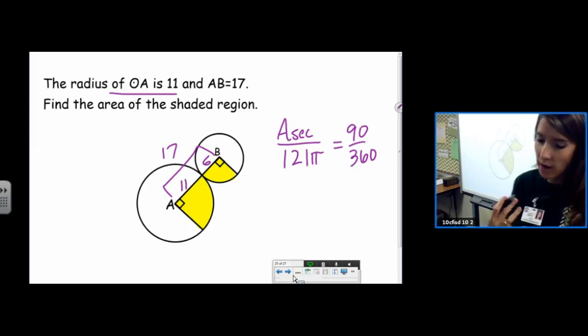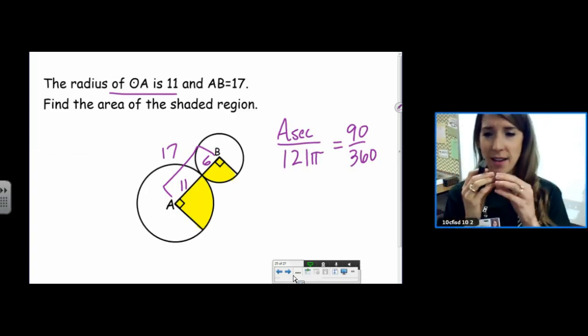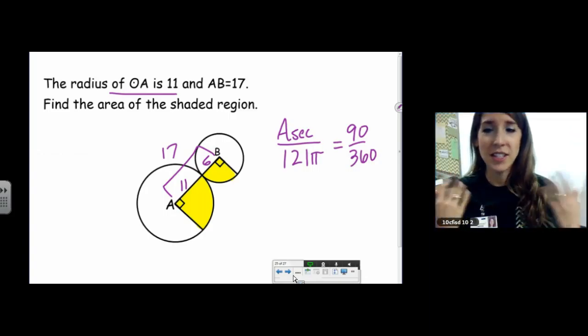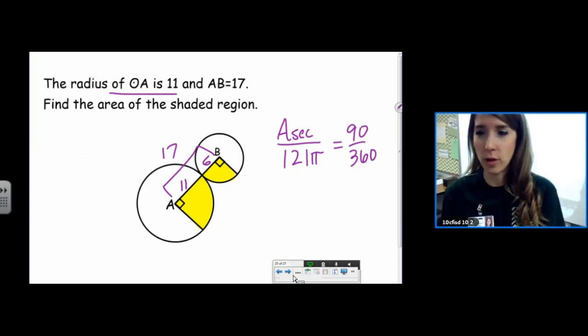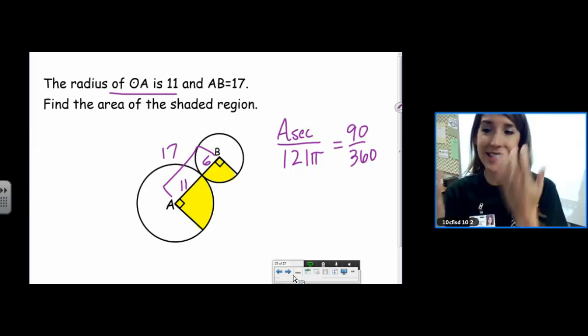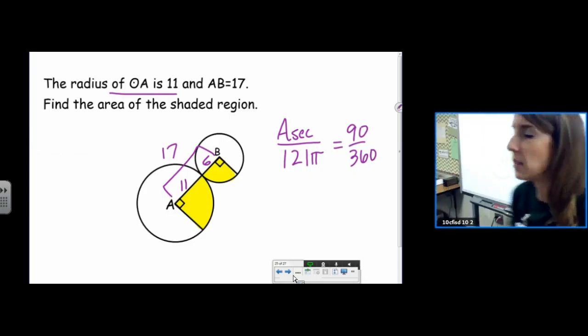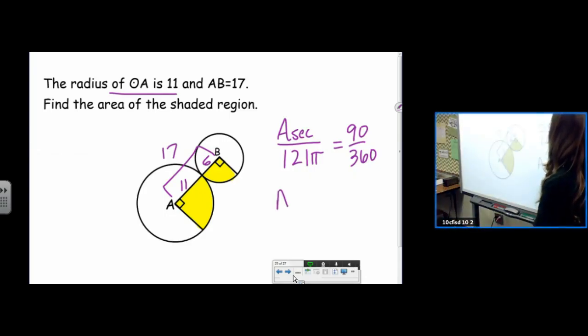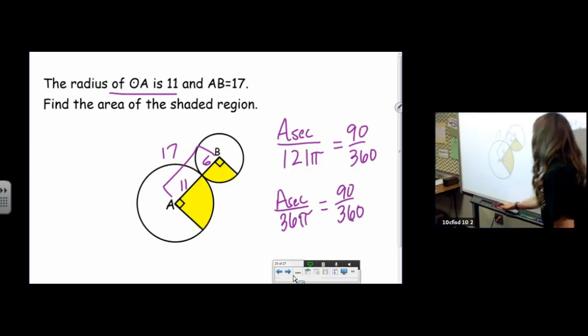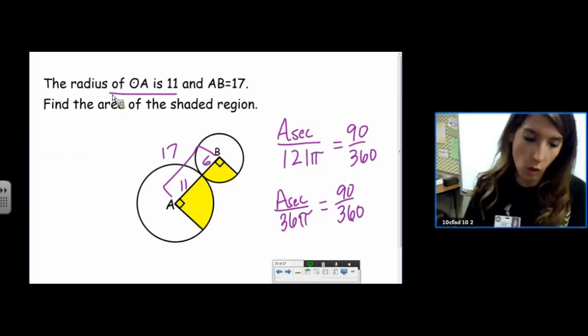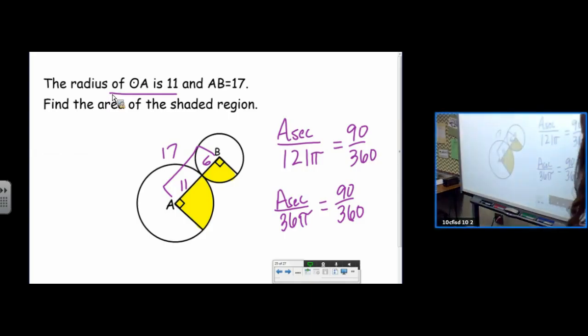But if you want to look at this, that's a 90-degree angle, that's just a fourth of a circle. So you're really just finding the area of the circle, and you're dividing by 4. That's what you're doing when you cross-multiply, because 90 over 360 is really just 1/4. So you can look at it that way as well. But you're really just finding the area twice and either using the proportion or dividing by 4.